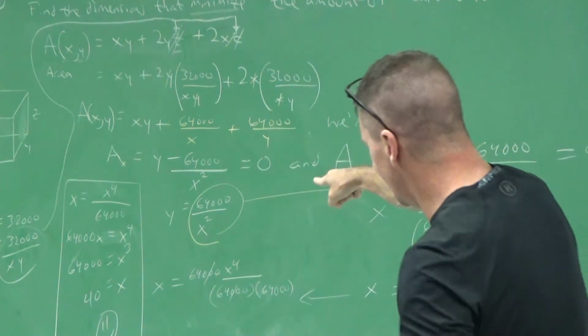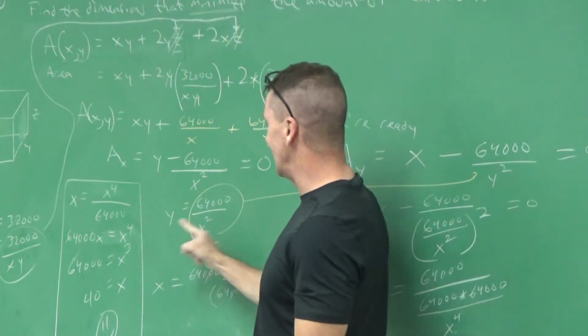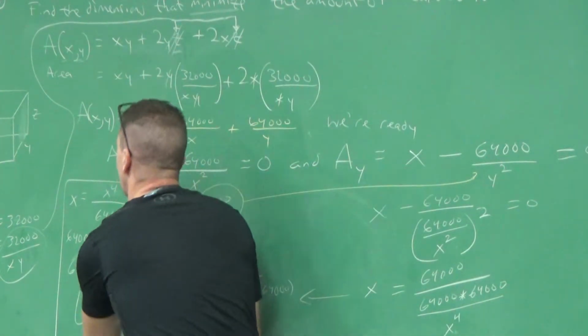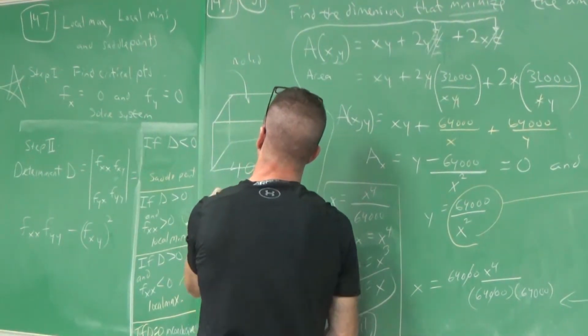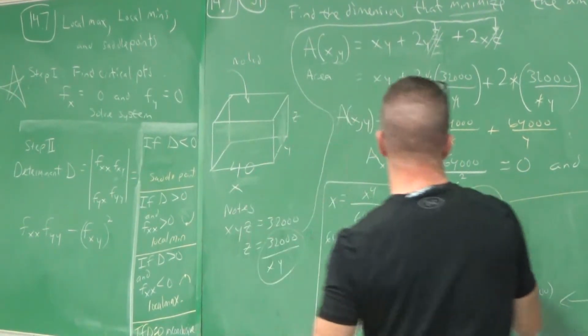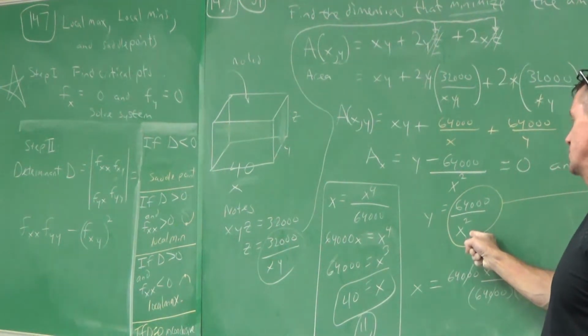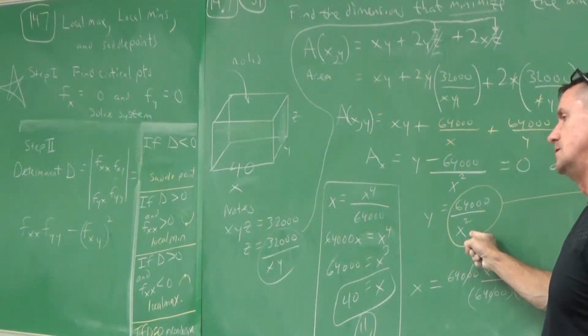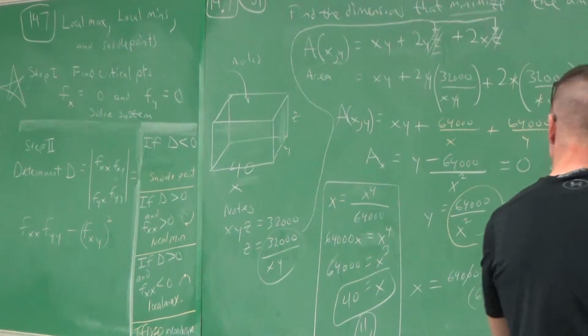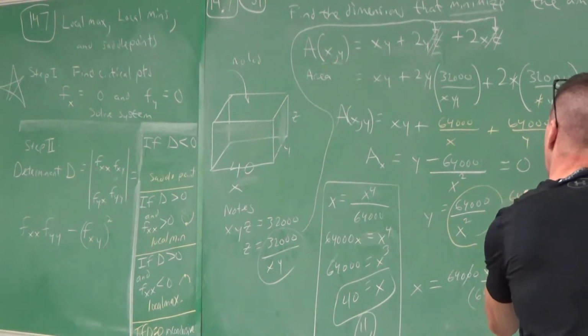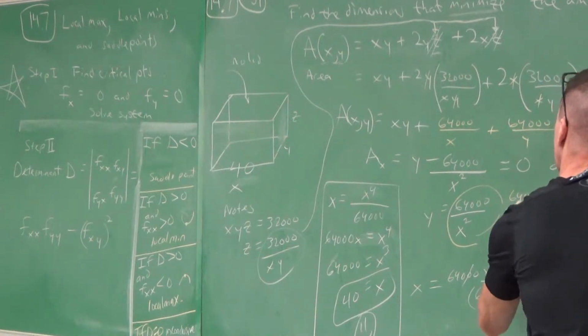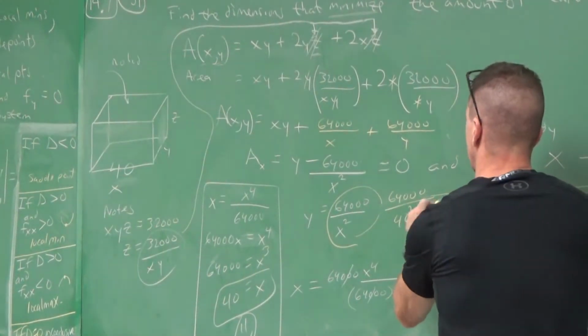All right, there's y. x is 40. I'll go up here, x is 40. There's x. y is, what's 64,000 over 40 squared? 1600, right? That's 1600. We're going to put it back in here. 40. 64,000 over 40 squared. Is that 40? Yep.